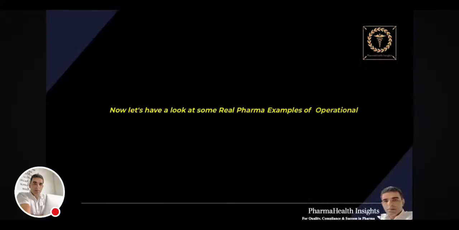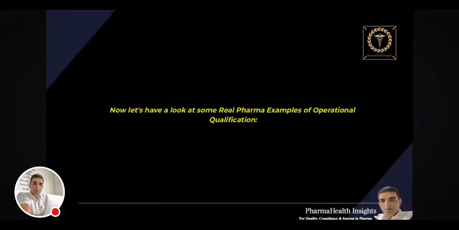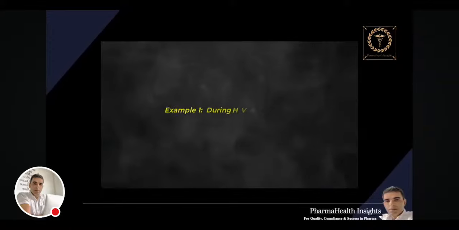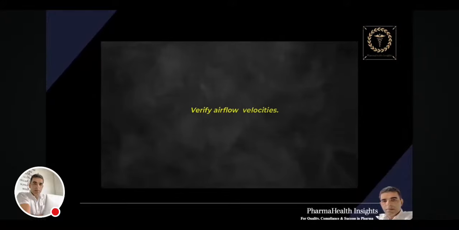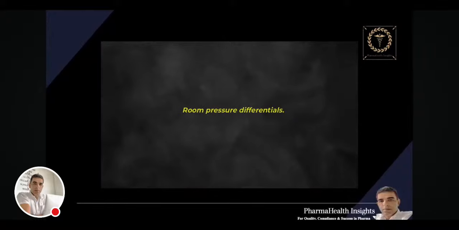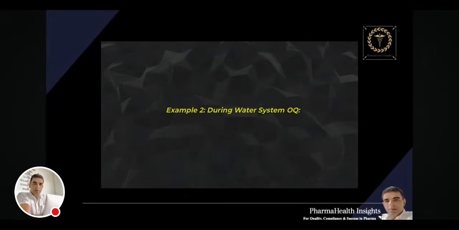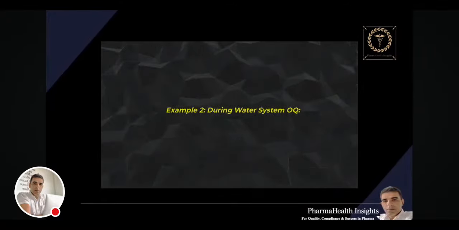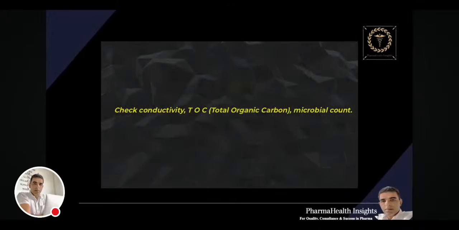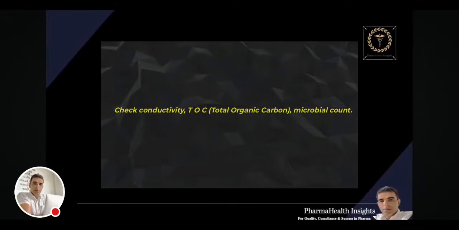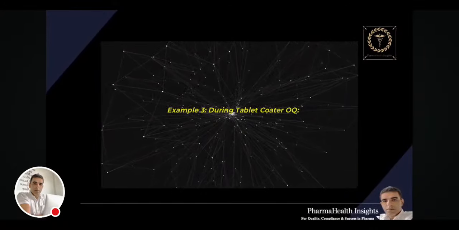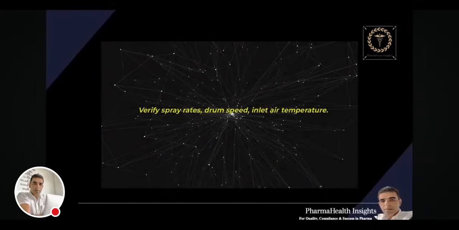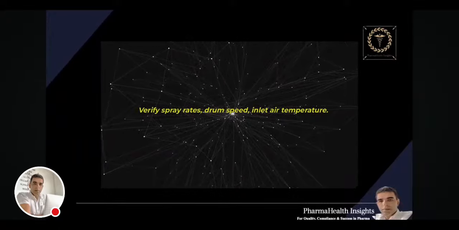Now let's have a look at some real pharma examples of operational qualification. Example 1. During HVAC system OQ, verify airflow velocities, HEPA filter integrity tests, room pressure differentials. Example 2. During water system OQ, check conductivity, TOC, total organic carbon, microbial count. Example 3. During tablet coater OQ, verify spray rates, drum speed, inlet air temperature.